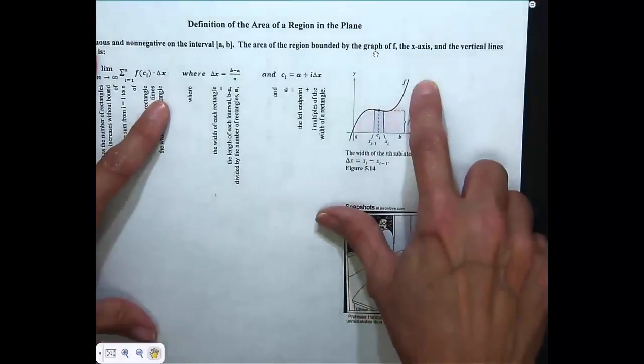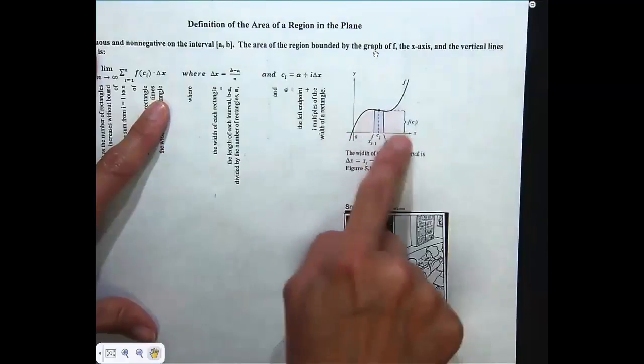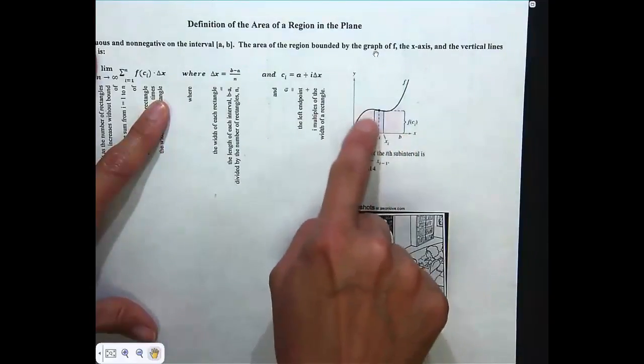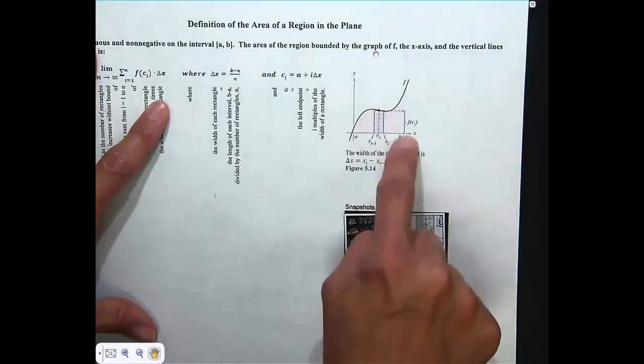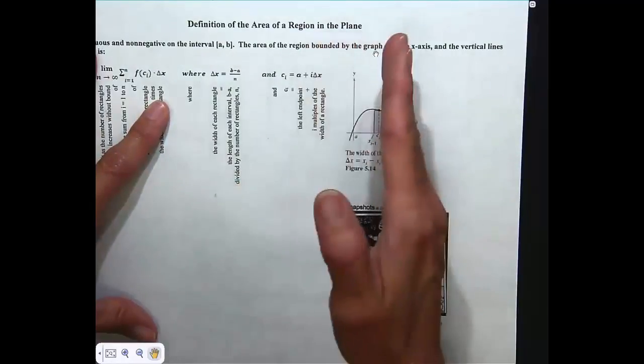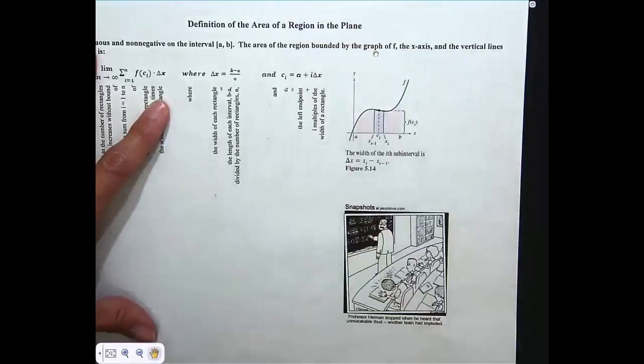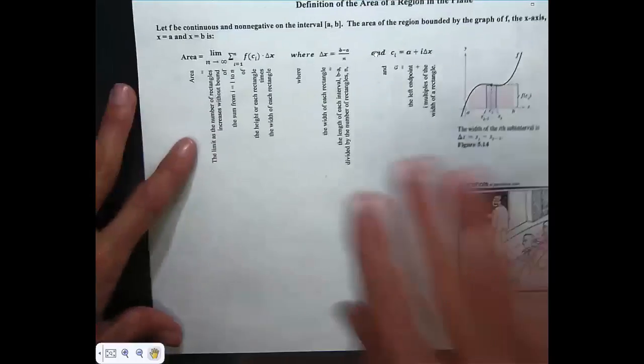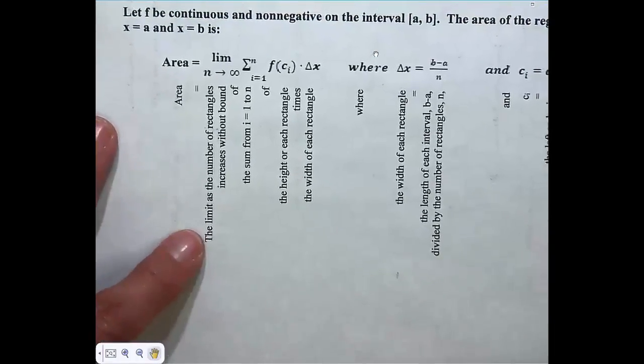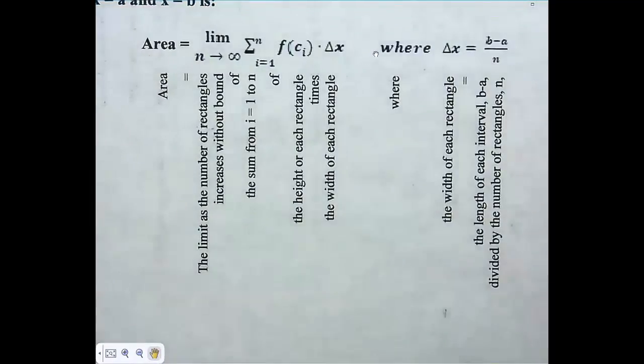Here's some function. It's above the x-axis from a to b. We want to find the area bounded by that curve and the x-axis and the lines x equals a and x equals b. We want to find the area shaded pink right there. Then here's the formula for finding that area. That area will be the limit as n goes to infinity, think of number of rectangles goes to infinity, of the sum from i equals 1 to n of f of c sub i times delta x.